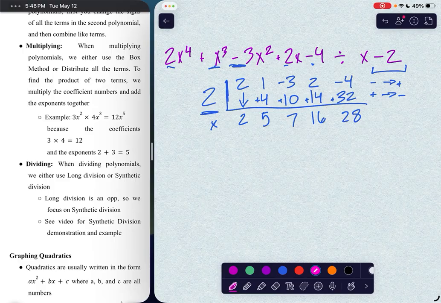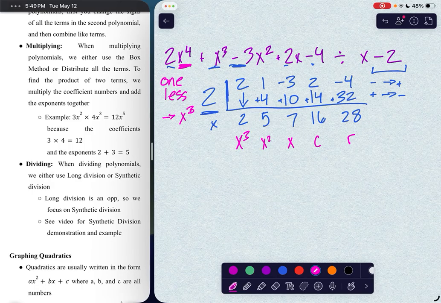But our next step is to figure out what x's go where. To figure out what exponent we start with, we look at our original. So we start with x to the 4. It's always going to be 1 less. So that means our answer is going to start with x to the 3, and that x to the 3 is going to go with that 2. Then after x to the 3 is x squared, and then x, and then our constant, and then our remainder. Remember that last number is always the remainder.